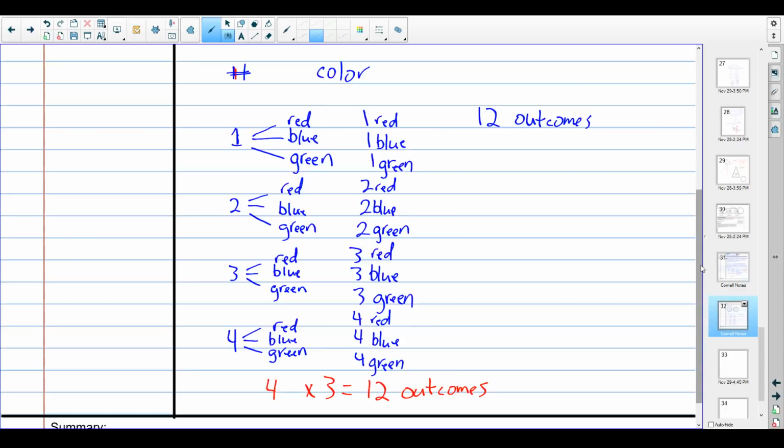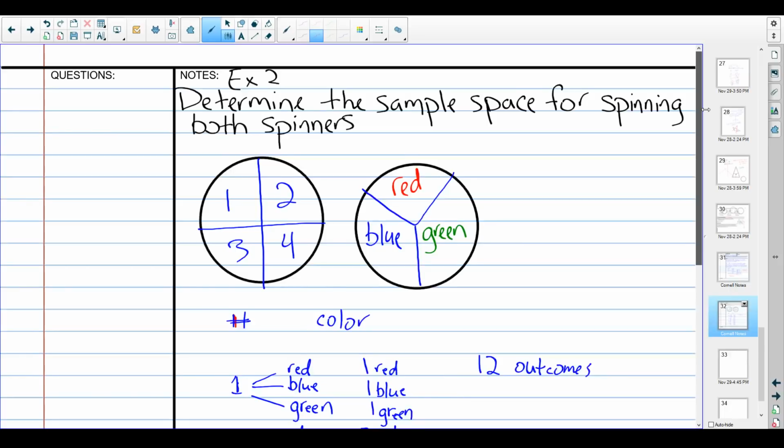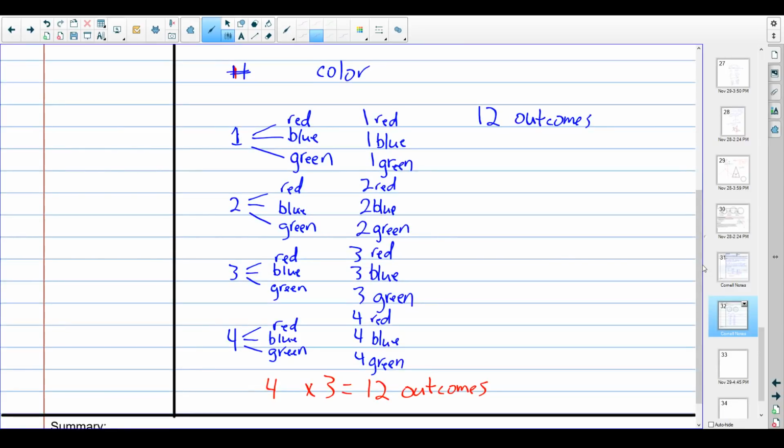You are ready to learn compound probability, or compound events. Okay, that's it. You can be done now. Go on. You're free. That was fast. Nothing to it. Just a bunch of writing.